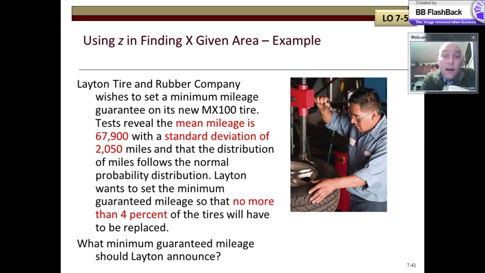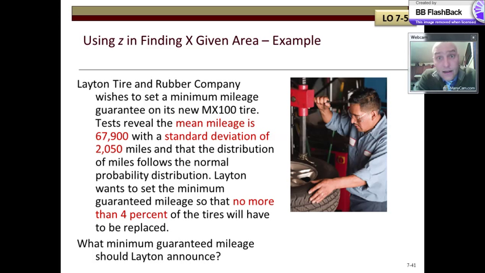So this tire company wants to set a minimum mileage guarantee on its new tire. Tests reveal that on average, it lasts 67,900 miles with a standard deviation of 2,050 miles. Also, that the distribution is approximately normal. That's pretty essential. We need a normal distribution to convert to z-scores. What this company wants to do is set the minimum mileage guarantee so that no more than 4% of tires will have to be replaced.